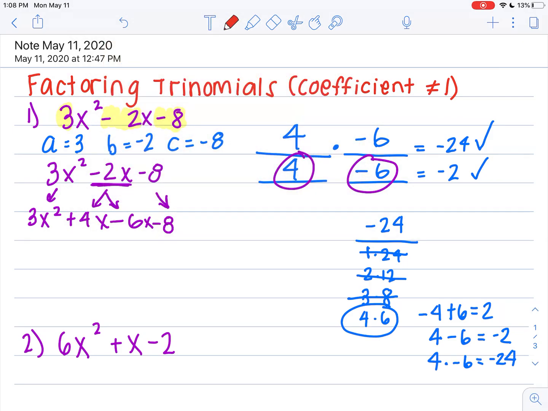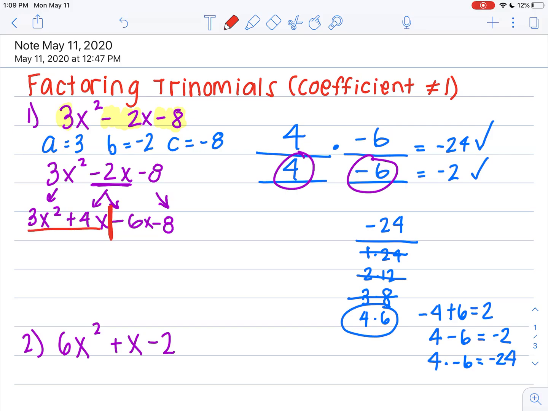Okay, then we're going to draw a line between the first 2 terms and the last 2 terms. So this negative goes with the 6. So make sure to draw the line before the negative, right? It wouldn't make any sense to do this. We have 3x squared plus 4x minus.